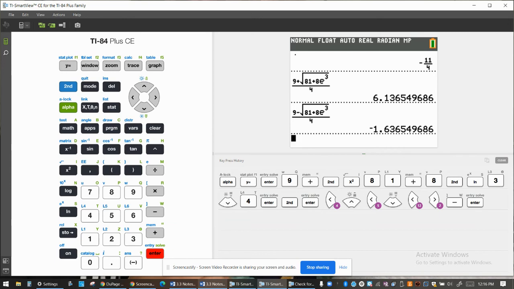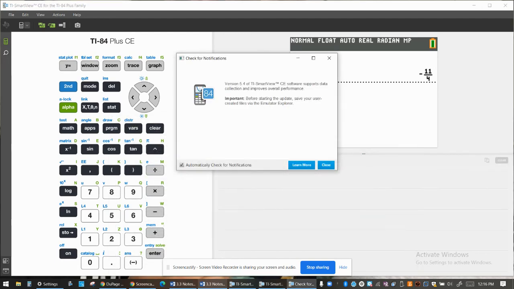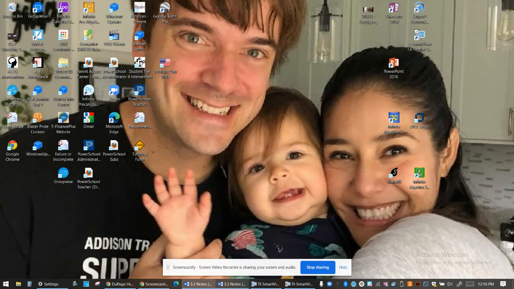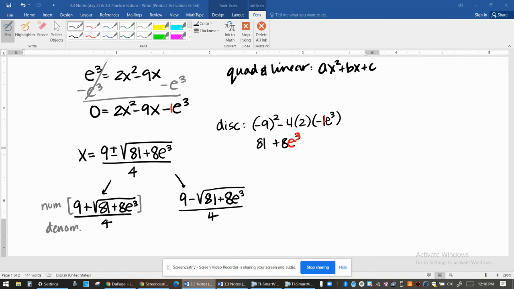Now, since one of the logs was natural log of x, and you found that x is negative 1.637, then that can't be an answer. Okay, so the one with the positive gave us approximately, so these would be our exact answers, guys.